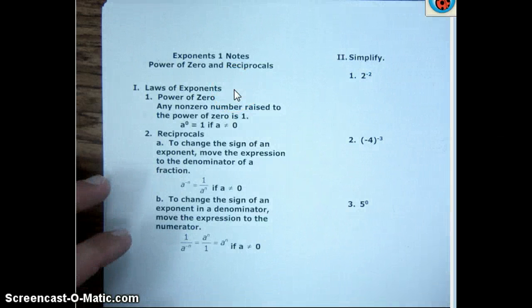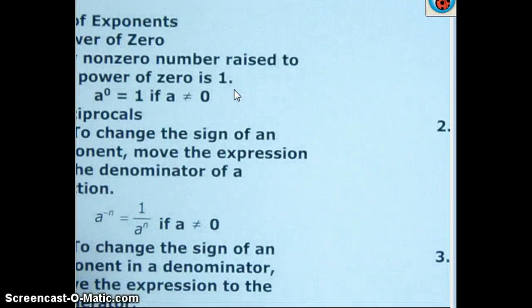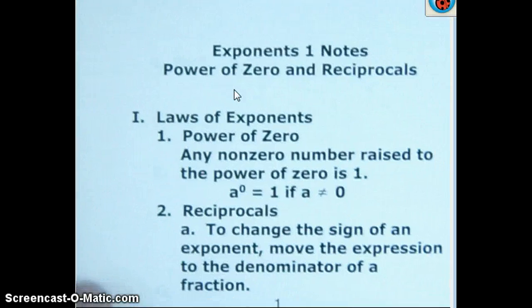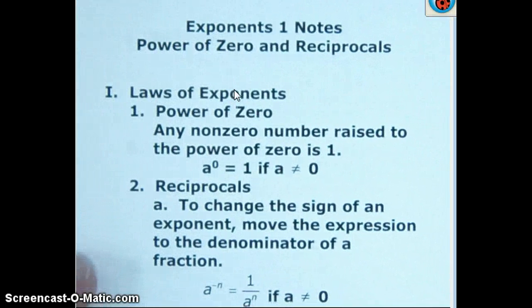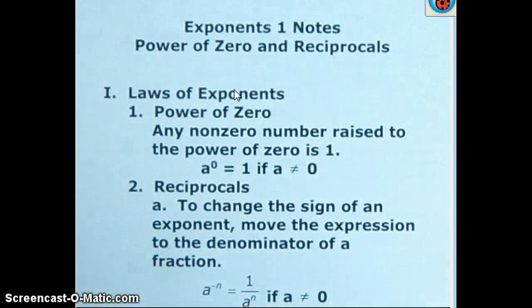Here's what the note sheet looks like. We're going to have 2 specific rules to talk about today. So let's take a closer look and let's get busy. Alright, Exponents 1 notes talks about the power of zeros and something called reciprocals.